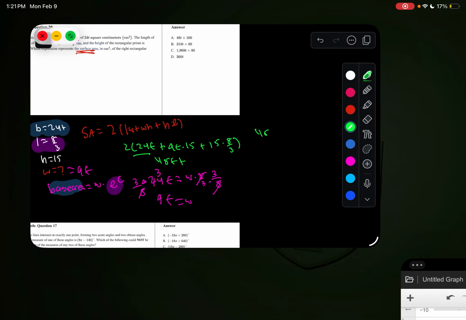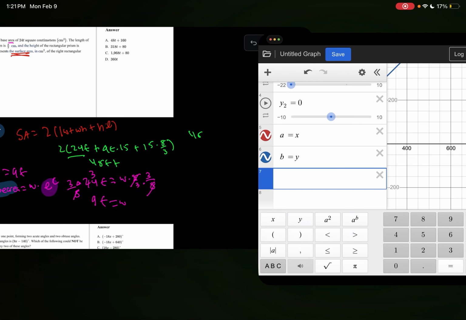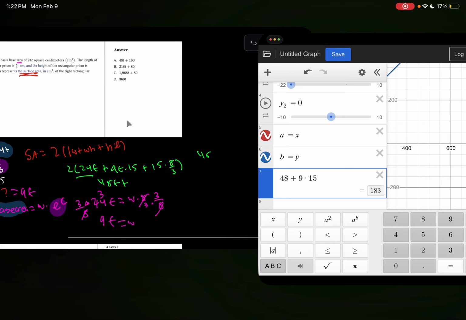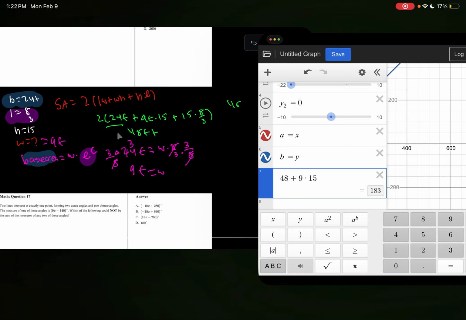And basically just multiply it out from there. So 48t plus 9t times 15, so 9 times 15. I'm just going to take out the 15. And there should be a 2 on the outside.